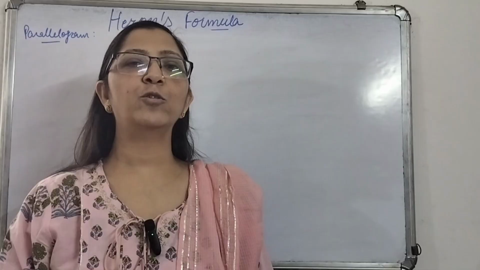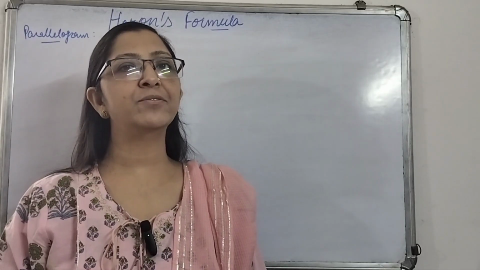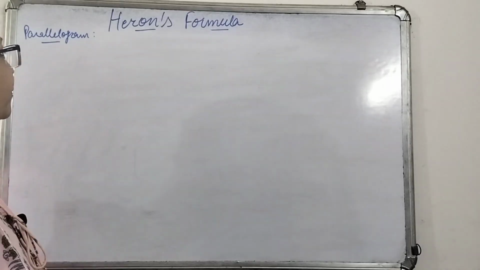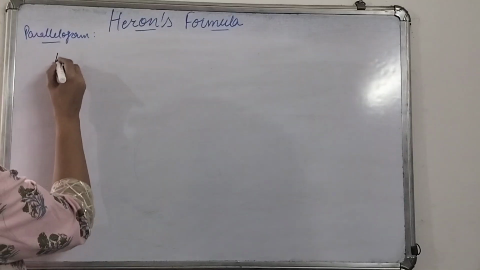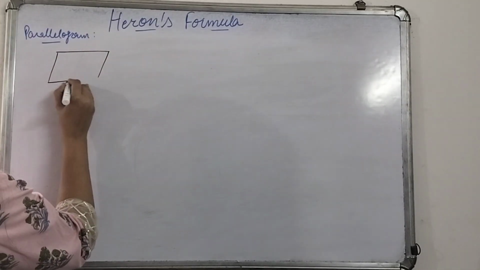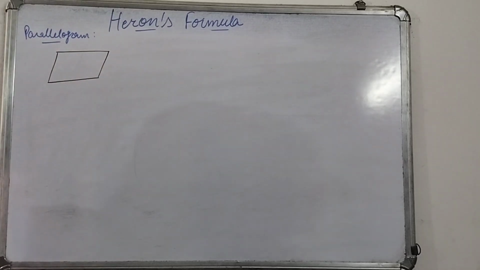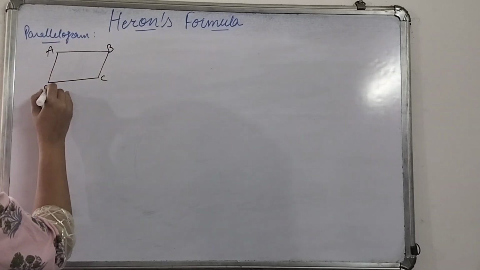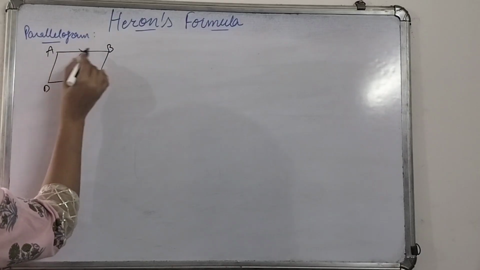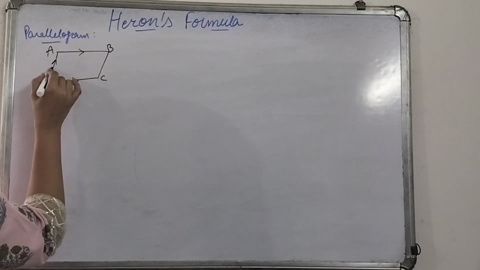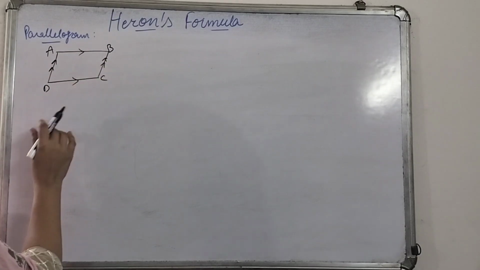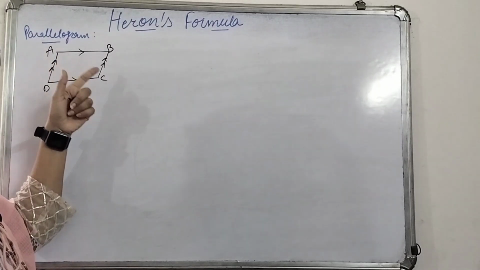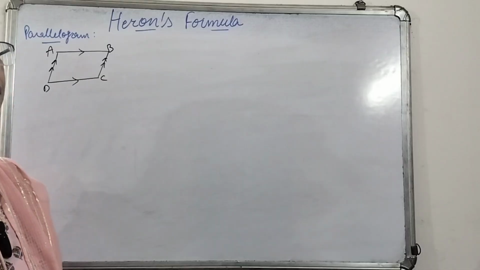Now let's understand how we can find the area of some specific types of quadrilaterals. So coming to the parallelogram. We know that a parallelogram is a quadrilateral in which both pairs of opposite sides are parallel. If ABCD is a parallelogram, then AB will be parallel to CD and AD will be parallel to BC. If both pairs of opposite sides are parallel to each other, then we say the quadrilateral is a parallelogram.